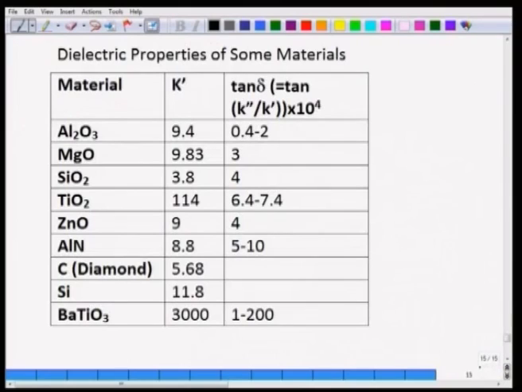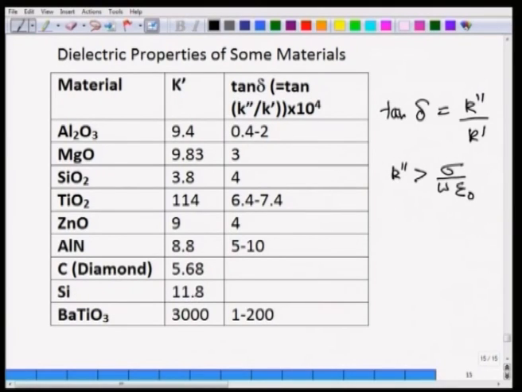And the last slide, I will leave you with some values. This tan delta is the loss tangent, basically K double prime by K prime, assuming K double prime is much larger than sigma by omega epsilon naught. In that case, we define this as the loss tangent. Some important materials: alumina, with a dielectric constant of 9.4 and a loss tangent. MgO, silicon oxide, a very common material in electronics, TiO2, zinc oxide, aluminum nitride, diamond.